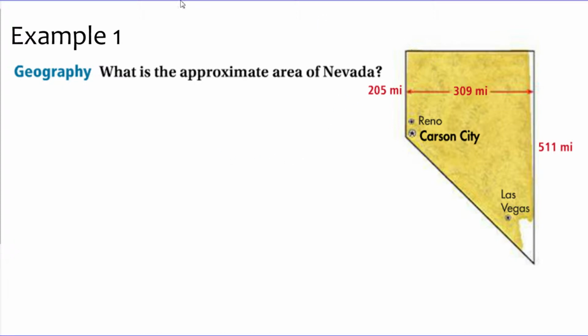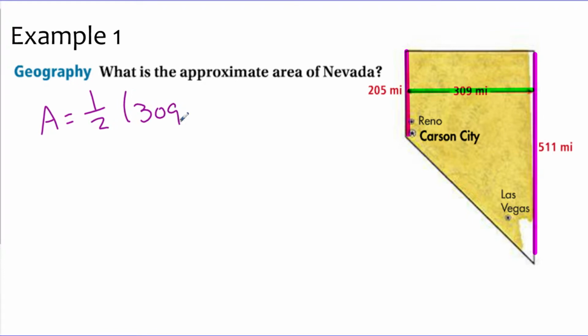They tell us that the sides of Nevada are 205 miles at its western border and 511 miles at its eastern border. Then they show us that across the state, which is the height, measured perpendicular, we have this line of 309 going from one base to the other. So they gave us all the parts we need. We just plug into the formula. Area equals 1/2 the height, which is 309 miles, the distance between the bases, times the sum of the bases, which is 205 plus 511.